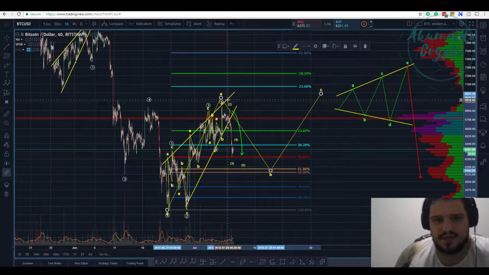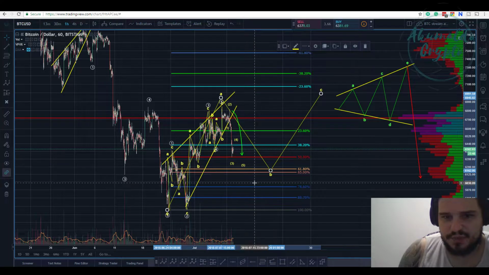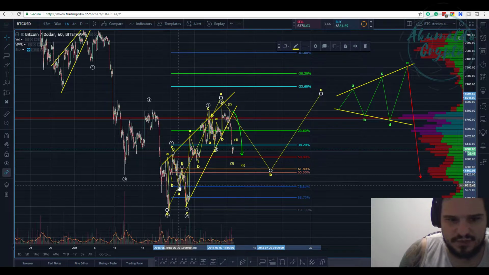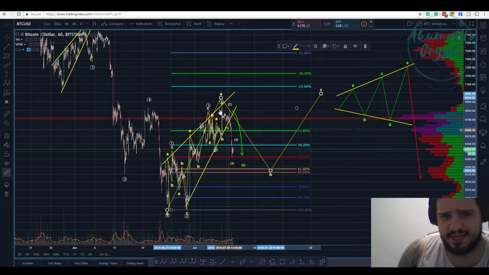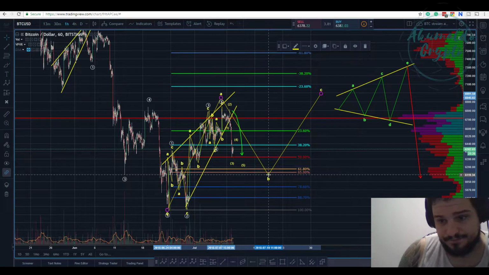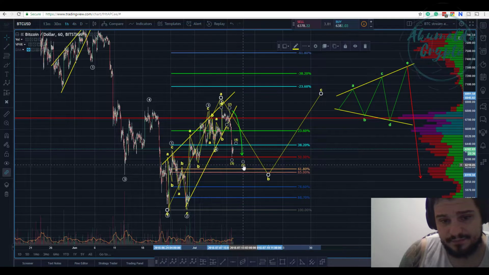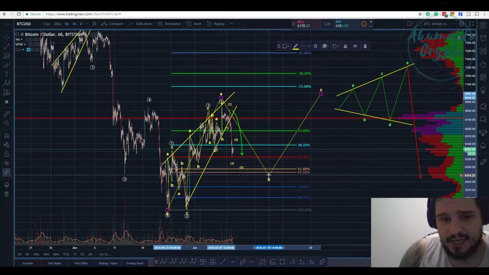Okay. In a corrective A, we can have 3, 3, 3, 3, and 3. 1, 3, 3, 3, 3, and 3. Now we are correcting our wave A. Yes, we are correcting this wave A. We have our 1, 2, 3, 4, 5, A, B, C. Okay. So, are we going down? Yes, definitely. How much? I don't think.